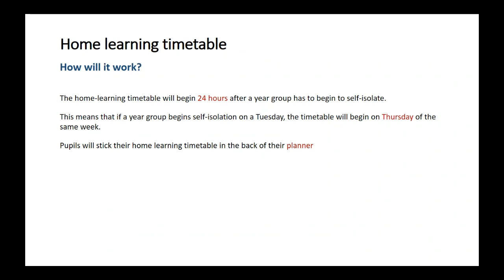What will happen when the year group goes into self-isolation? Well, this home learning timetable will begin 24 hours after the group has begun to self-isolate. So if a year group goes into self-isolation on a Tuesday, the timetable will begin on the Thursday of the same week. Pupils will be sticking this timetable, as I've said, in the back of their planners.